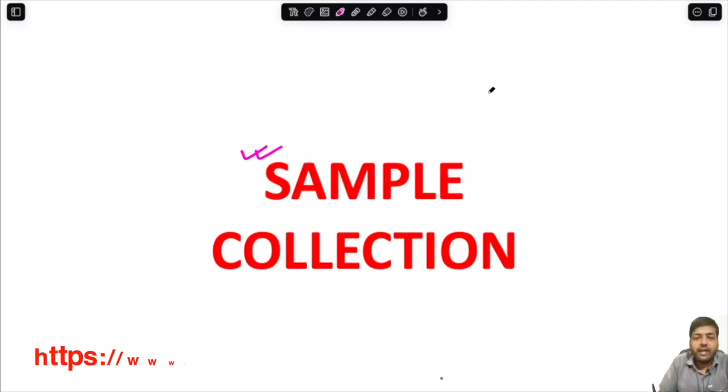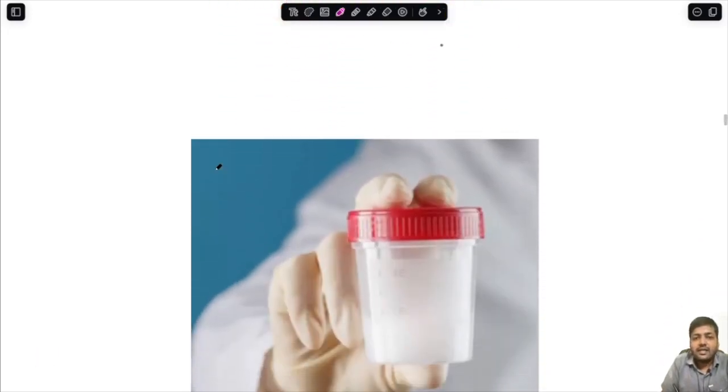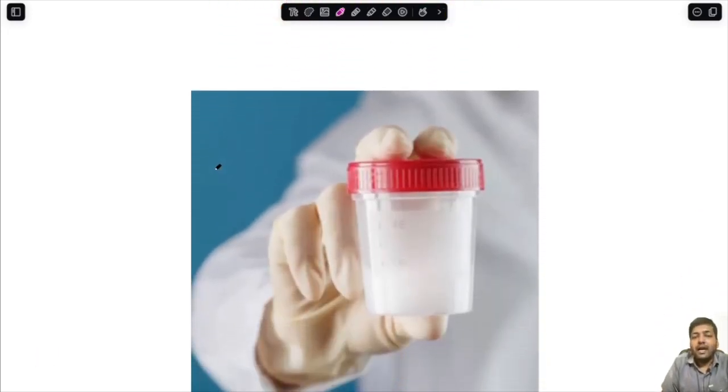So the first and very important thing that we have to do is the sample collection. Let us see how we have to collect the sample and what the procedures for collection of the sample are, as given by the WHO. And we are going to see what the different kinds of instructions are that we have to give to the patient who is giving the semen sample.